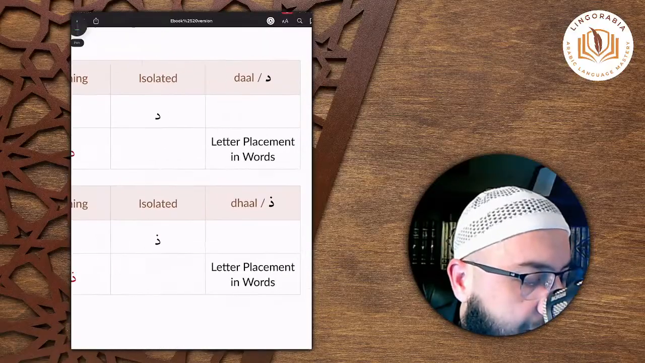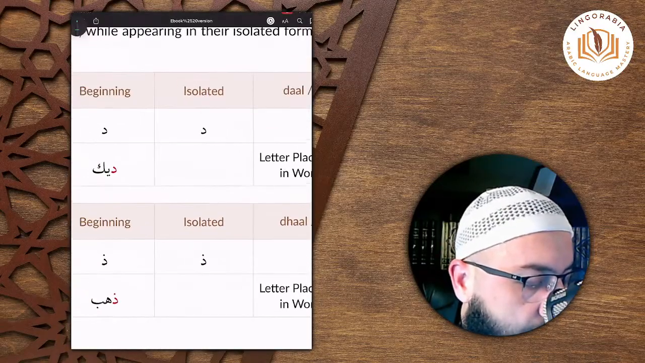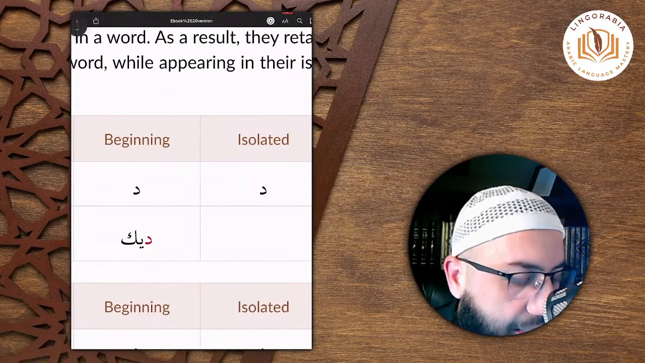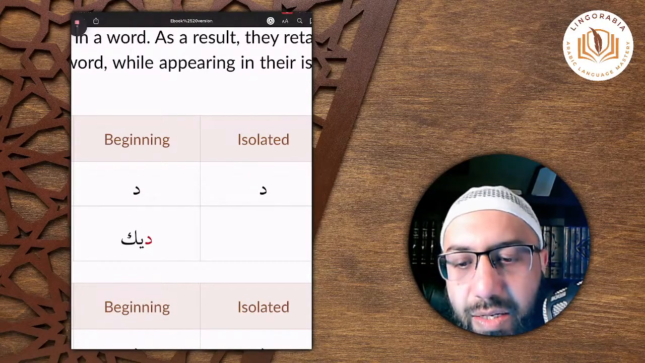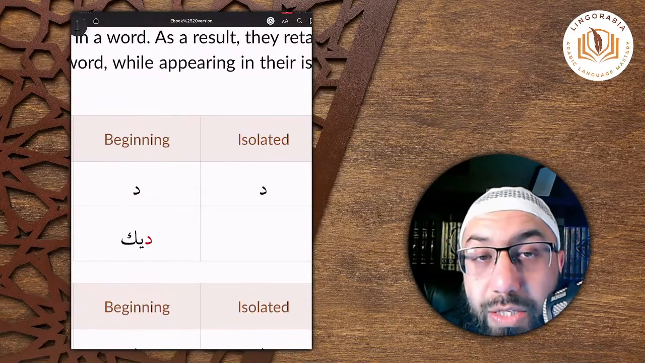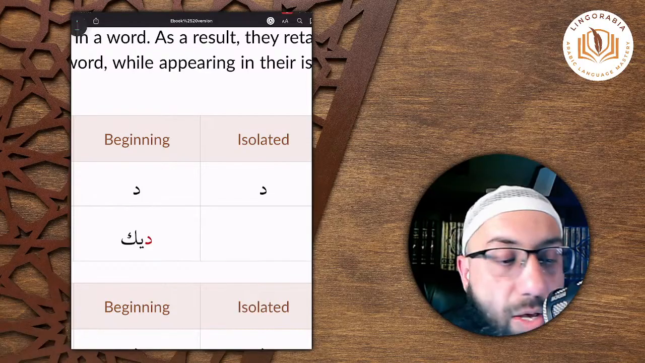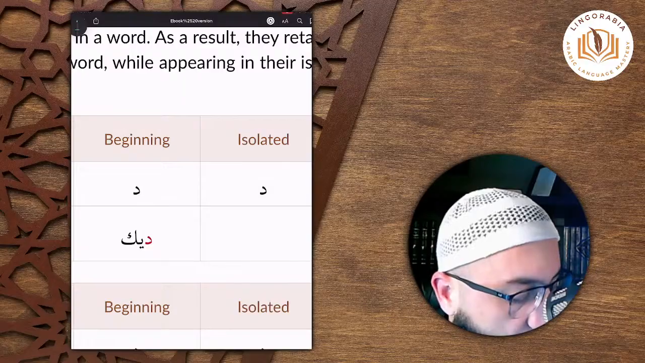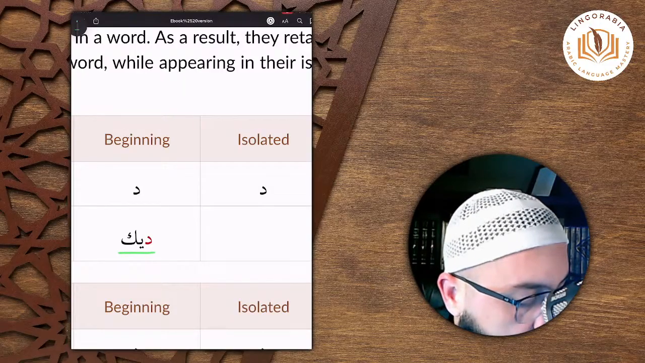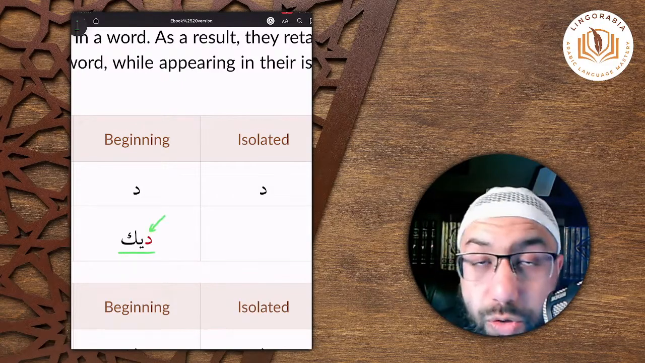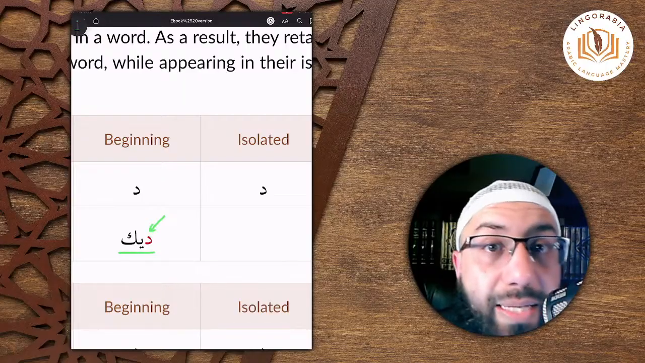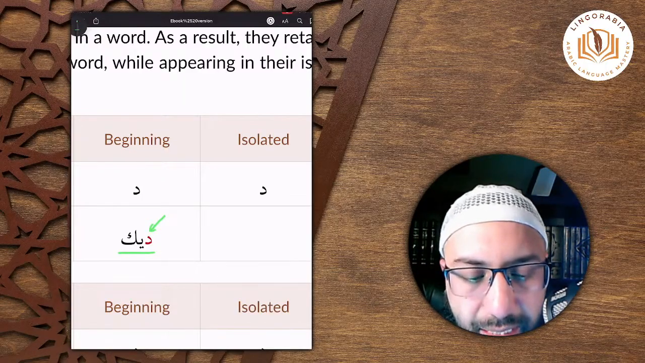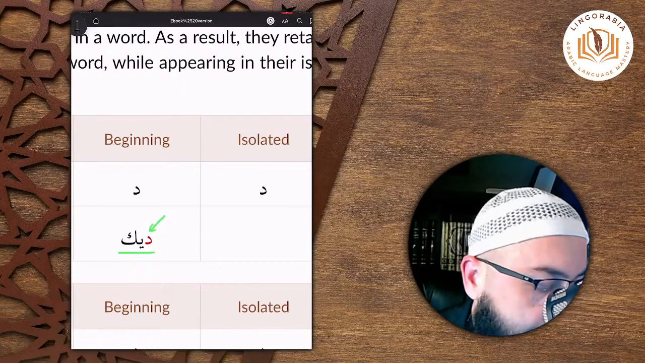Now let us have a look at what will happen when the Dal comes at the beginning. You see, there is really no change in the appearance of the Dal in the beginning of your word. And what you see here also, do you see, guys? You see also here that the Dal is not connected with the letter after. The Dal is not connected with the letter after.